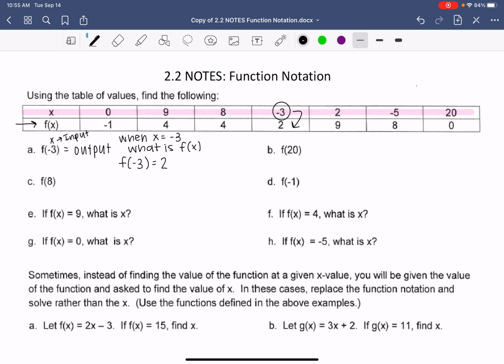All right, let's do another one. So again, this means when x equals 20, because 20 is inside the parentheses of f of x, what is y? So I'm looking for 20 along the x. So here's 20. So when f of 20, y equals 0. All right, I want you to do C.